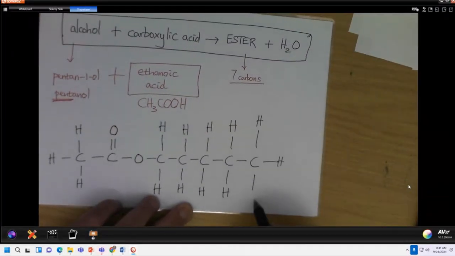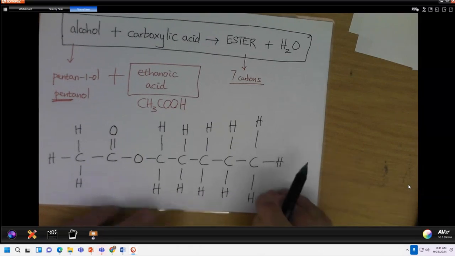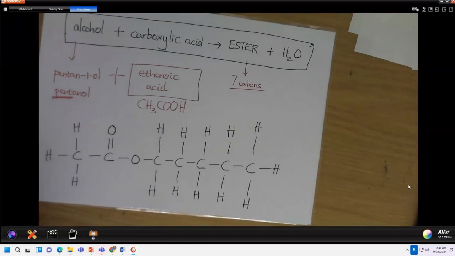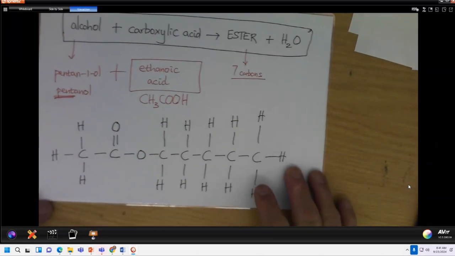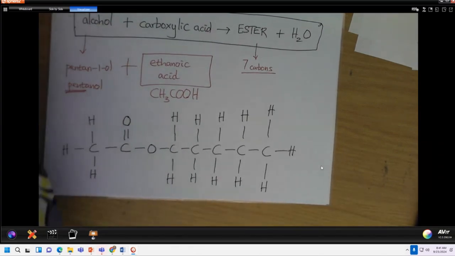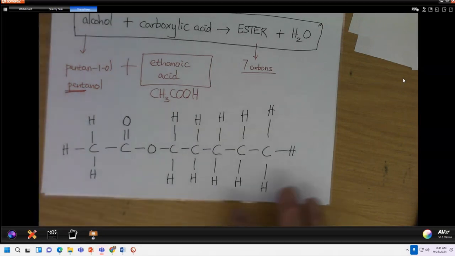Right, so let's check and see that everything is okay. Right, so what have we got? My paper, Mrs. de Villiers, can you see my paper clearly? Yes, we can. Okay, I'll just move this on the side.